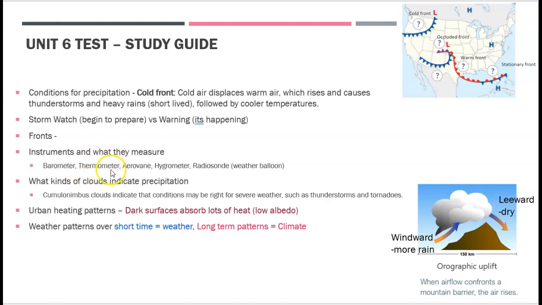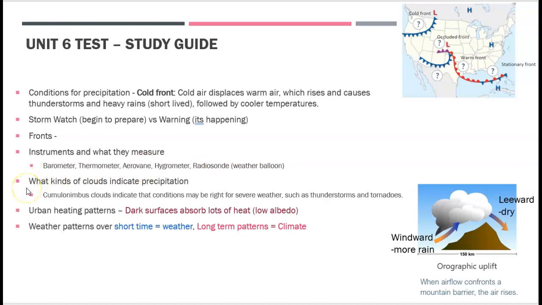Thermometers just measure air temperature. Aerovanes measure wind speed and also wind direction. A hygrometer measures humidity, so what the moisture levels are in the air. A radiosonde is also called a weather balloon, and it measures the conditions in the high levels of the atmosphere. So it measures things further up than at the ground level.